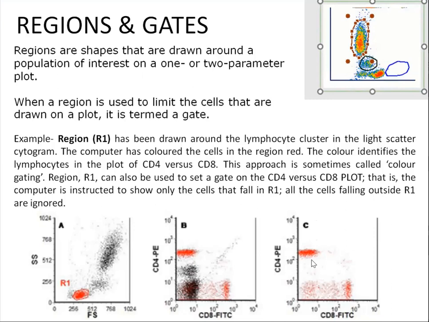Understood? I have seen most of the people who have not gone through the basics, even now that I'm parallelly taking advanced, when I ask someone what am I doing, they say, sir, you're gating. No, that is not gating. I am just drawing a region around that population of interest. That is called region. When I put that region in a different plot, for example a CD4 CD8 plot, so that only that population is seen, that is called gating this population across CD4 CD8. Then you should use the word gating.